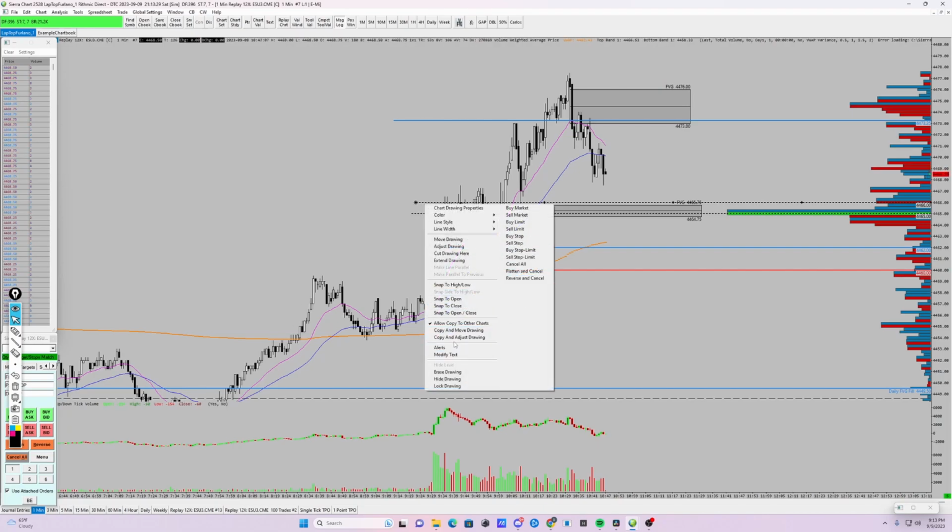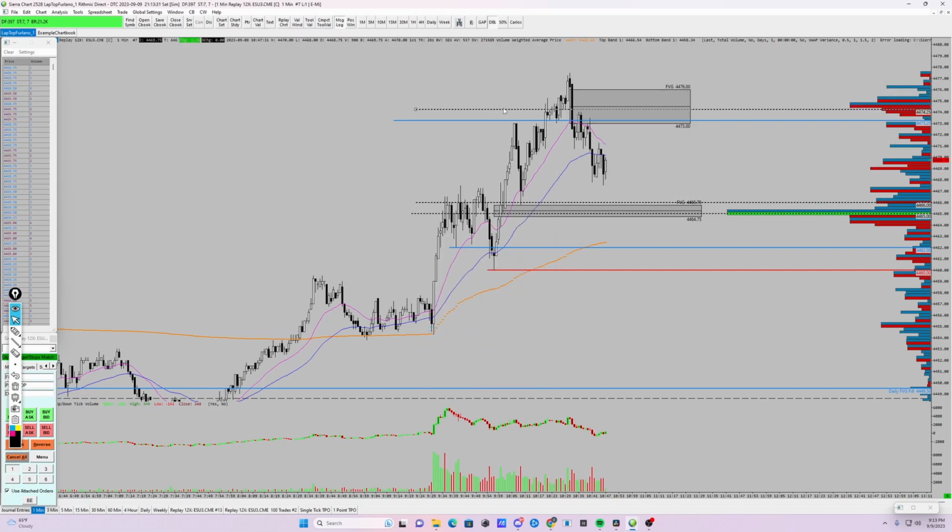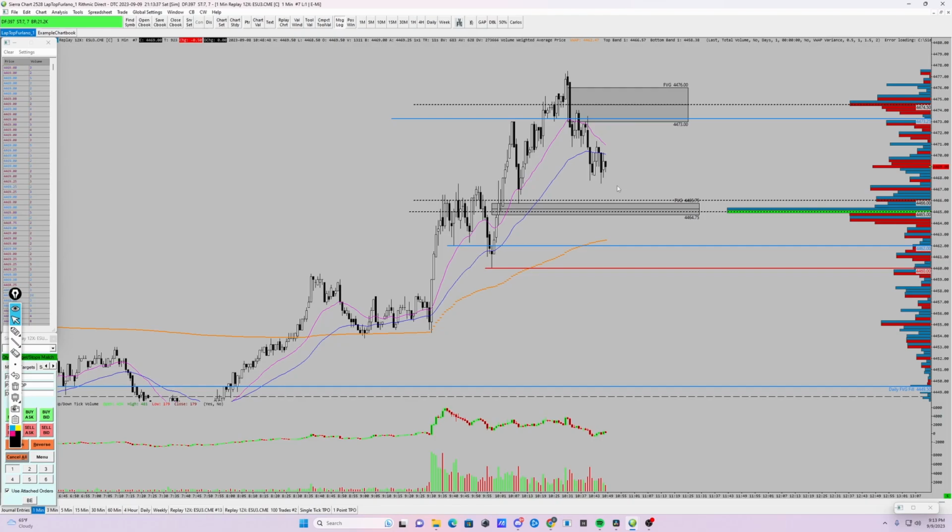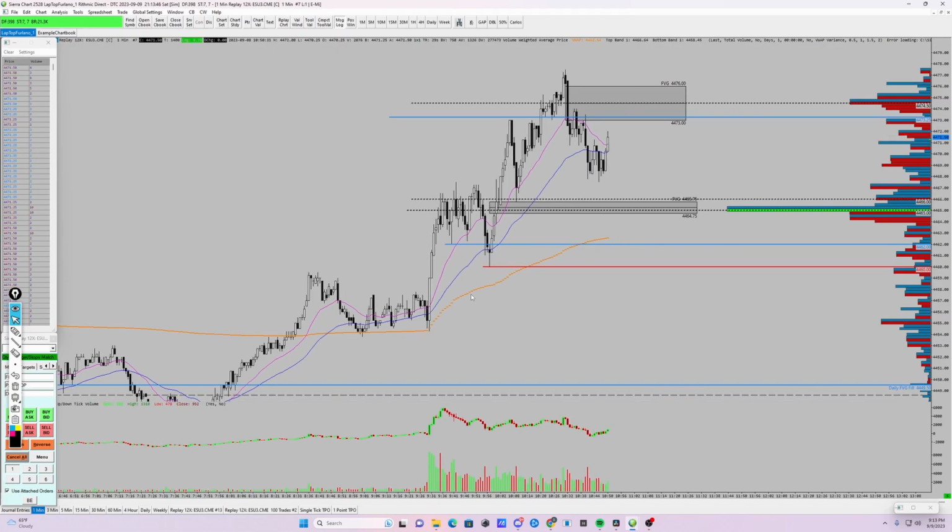I'm actually going to take one of these and move this up to our 74.50, which is where I told you we want to sell, right? We either want to buy the 65s or sell the 74.50s. We have large orders down here. We have large orders up here.